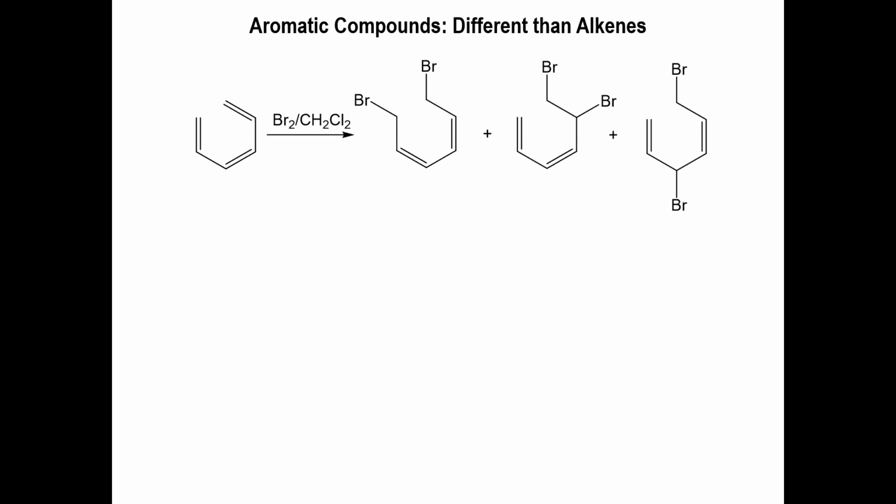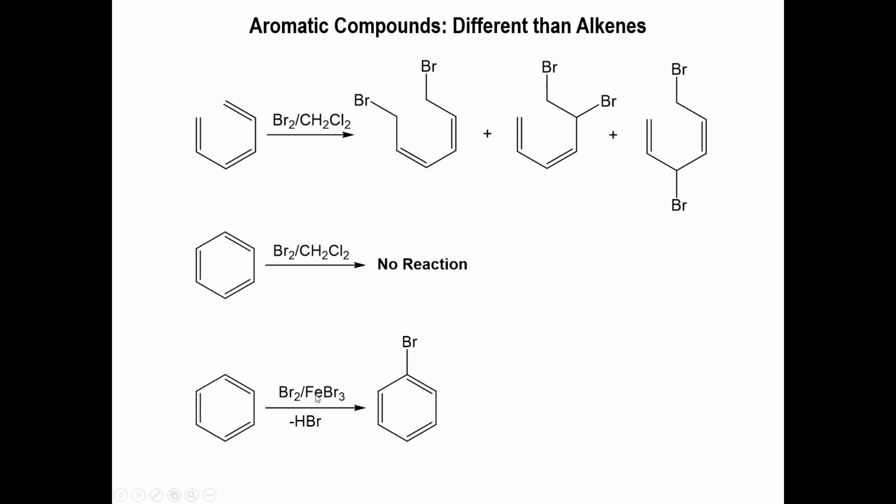But when you try to do this with benzene, which once again is a cyclic system, unlike the hexatriene example up here, if you try to do the same reaction under the same exact conditions, nothing happens. Benzene does not get brominated. Unless you introduce a catalyst into the system, and we'll talk about this a little bit later, one catalyst of choice is iron(III) bromide. Under that situation, you do get benzene to react, but it doesn't react the way that alkenes do. Because if you notice here, you're adding the two bromines of Br2 to your conjugated alkene. But in the case of benzene, you're only adding one.